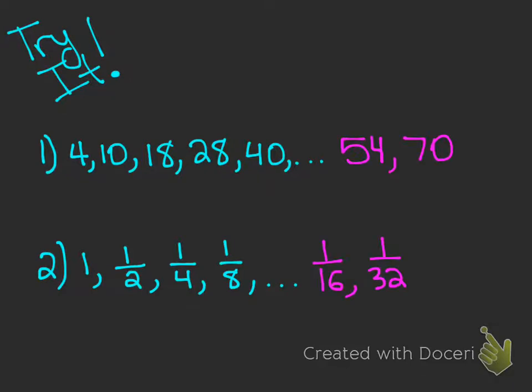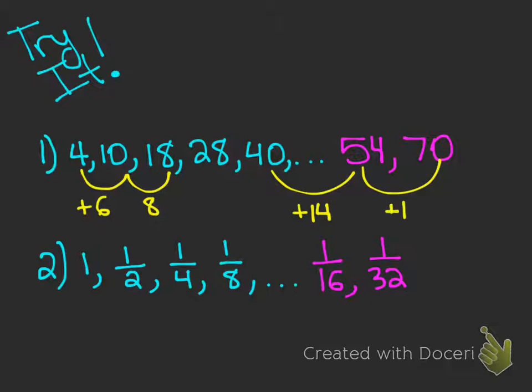Okay, so there are the answers to those two problems. If you noticed in the first one, we're adding even numbers. We actually started with 6, then 8, and so on. So here we knew that the next term was 54 because we needed to add 14. We knew that the next term here was 70 because we needed to add 16. On that bottom one, this one might not have been quite as obvious. We're multiplying by 1/2 for each term. So 1/2 times 1/2 is 1/4.